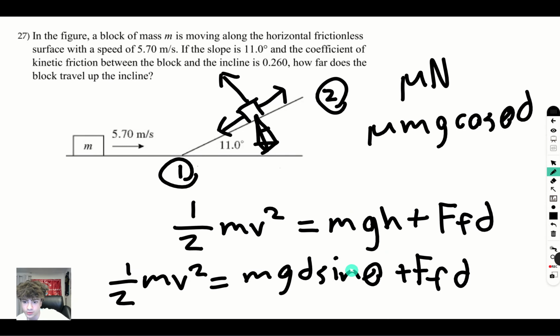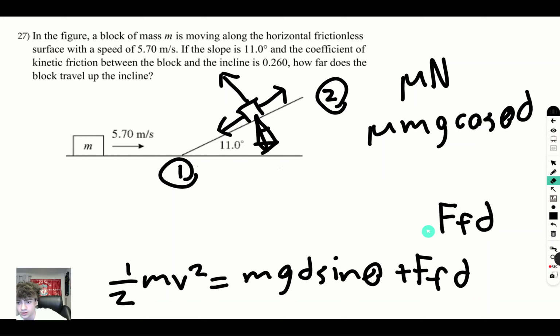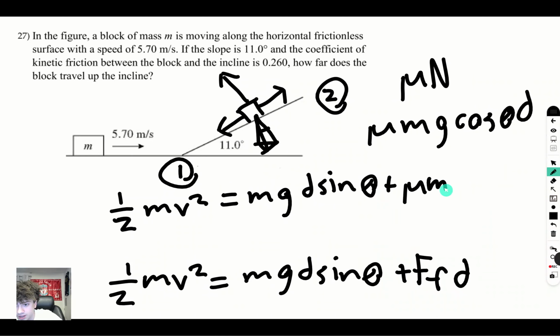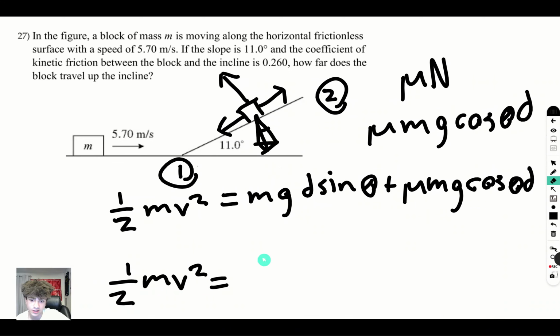So let me erase all of this here. I'm going to erase this top equation so we have more room, and then we're going to rewrite our equation. We'll get 1/2 mv squared is equal to mg d sine theta plus mu mg cos theta d. I'm going to erase this over here. And finally, our last step is just to calculate and solve for our distance d.